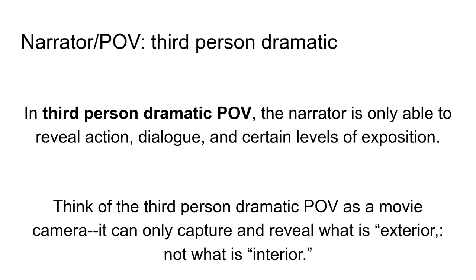Okay, let's talk about the types of third person now. Third person dramatic. The third person dramatic point of view is only able to reveal action and dialogue and certain levels of exposition. So I think the easiest way to grasp this type of narrator is to think of it as a movie camera. It's a machine. Its job is to record and then project the story, and it does so without comment, without much bias, if any.